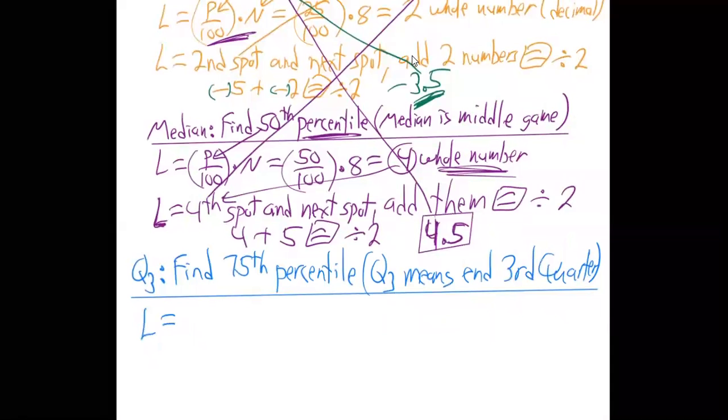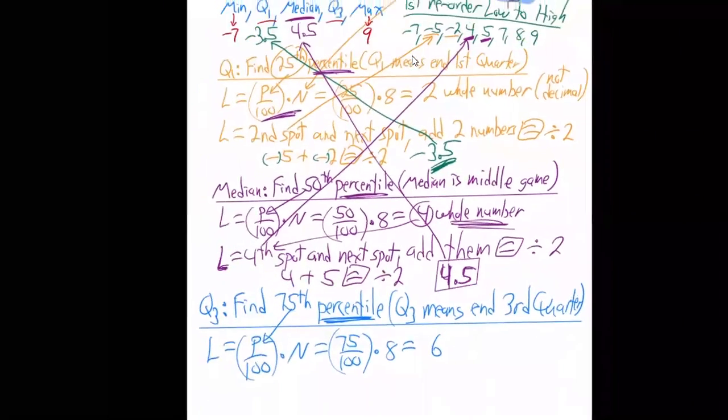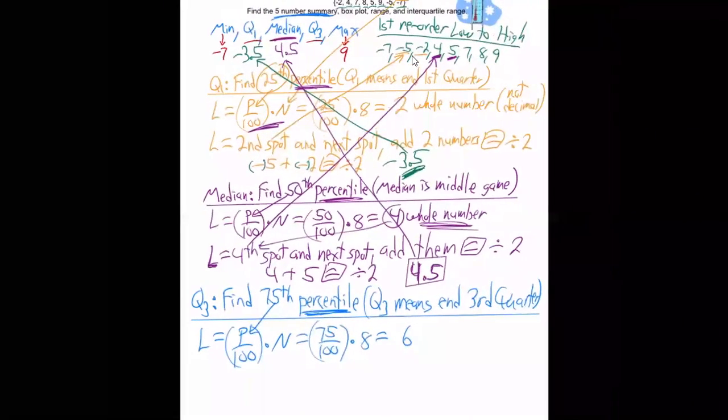Same formula again. Anytime you have percentile, same formula. P over 100 times N. Plug in the 75 for your P. Times N, which is still 8. That comes out 6. Is this making sense? Am I going too fast? Questions? I can answer on anything so far. See how this is the same thing every time for Q1, the median, and Q3. That's just 25th percentile, 50th percentile, 75th percentile. They're all percentiles, aren't they?